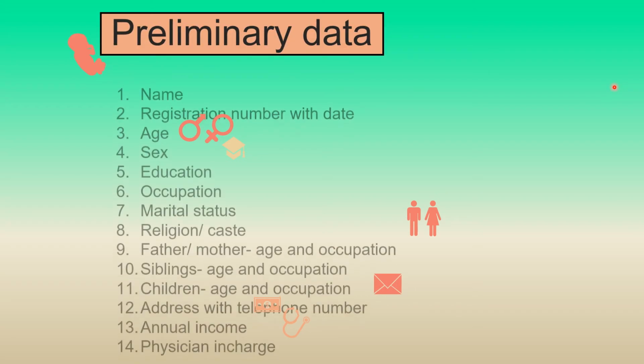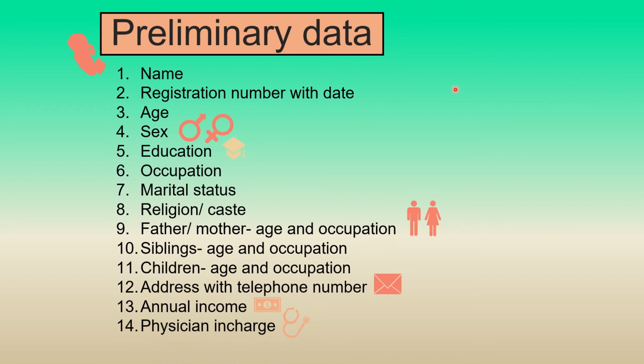Preliminary data. The physician should know the name, registration number with date, age, sex, education, occupation, marital status, religion, caste, father and mother's age and occupation, siblings' age and occupation, children's age and occupation, address with telephone number, annual income and physician in charge.